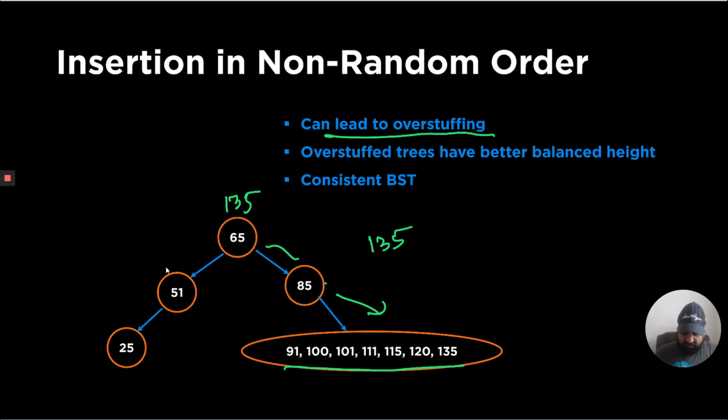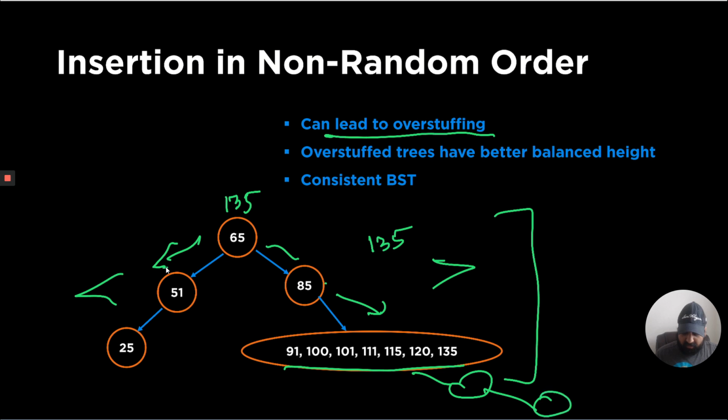The pro is that it is still following the BST property. On the left, we have all values that are smaller, and on the right, we have all values that are greater. The second pro of this approach is that we have a better balanced height. If we followed the other approach, we didn't have a balanced height because it was supposed to skew the entire tree. But now, since we increase the size of the node, we have a better balanced height.